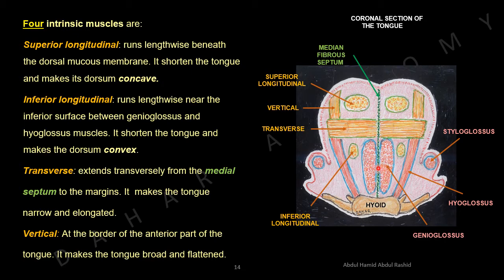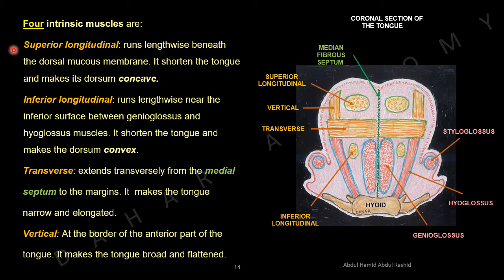This is Genioglossus muscle coming from the mandible. Lateral to it is Hyoglossus muscle coming from the hyoid bone, and lateral to it is Styloglossus muscle. They are extrinsic muscles. Now I'm going to show you 4 intrinsic muscles of the tongue. They are superior longitudinal, inferior longitudinal, transverse, and vertical muscles.